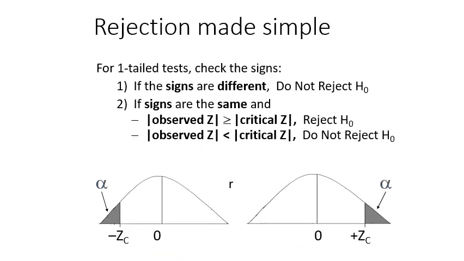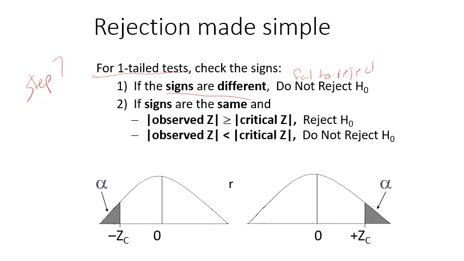For step 7 for one-tailed tests, you have to do it a little bit differently, because the first thing is if the signs are different, then we fail to reject.